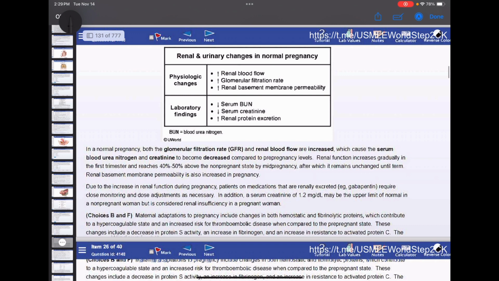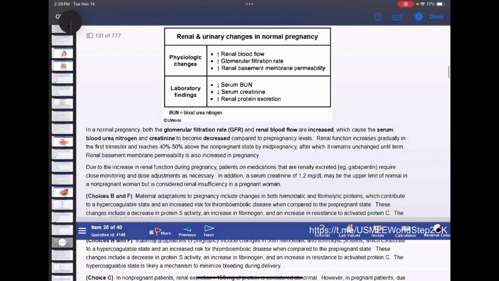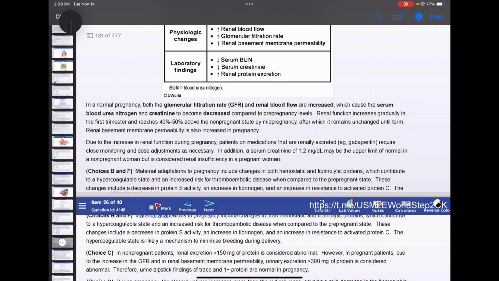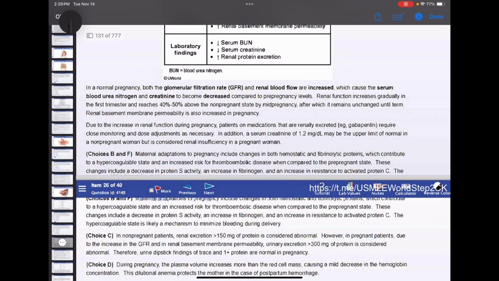Renal and urinary changes in normal pregnancy. Renal blood flow increases, GFR increases, renal basement membrane permeability also increases. And laboratory findings would show decreased BUN, decreased uric acid, decreased creatinine. Increased renal protein excretion. So in normal pregnancy, GFR and renal blood flow increase, and serum blood urea nitrogen and creatinine become decreased. Renal function increases gradually in the first trimester and reaches 40 to 50% above non-pregnant state, after which it remains unchanged until term. Renal basement membrane permeability is also increased in pregnancy.